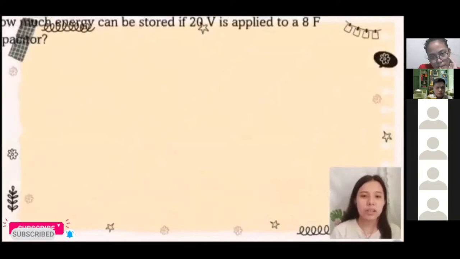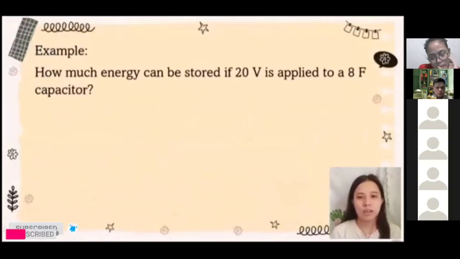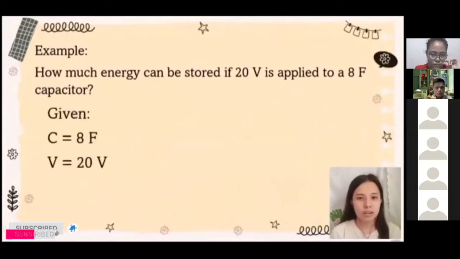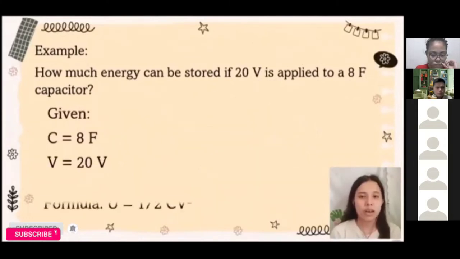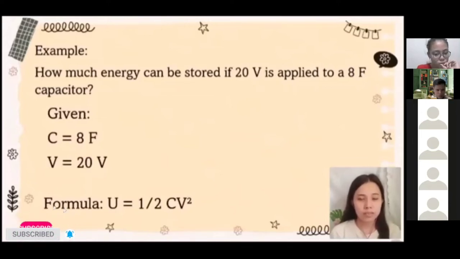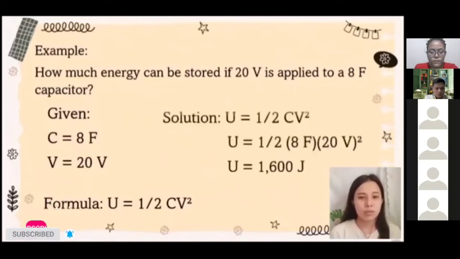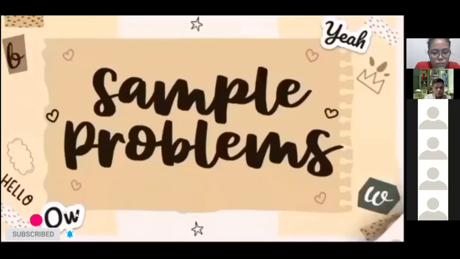Example number 1. How much energy can be stored if 20 volts is applied to an 8 farads capacitor? Our givens are the capacitance, which is 8 farads, and the electric potential difference, which is 20 volts. The formula that we will be using is the second formula, which is U equals 1/2 times C times the square of V. Substituting the givens in the formula, we get 1,600 joules. We can store 1,600 joules if 20 volts is applied to an 8 farads capacitor.